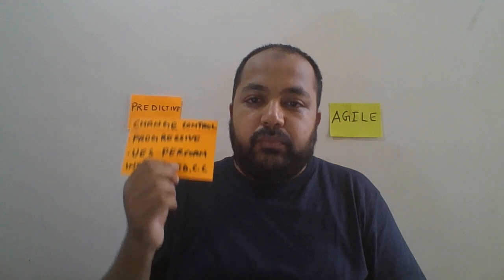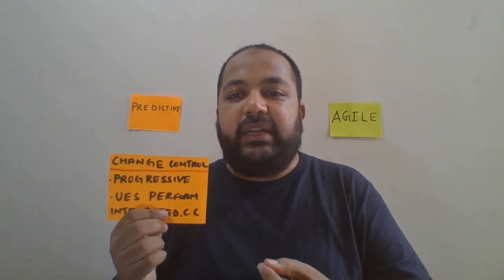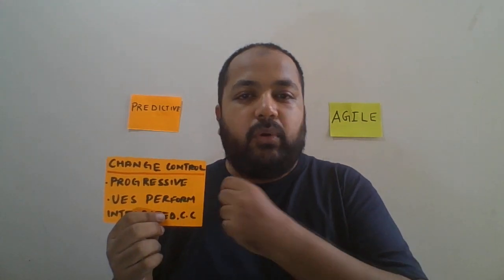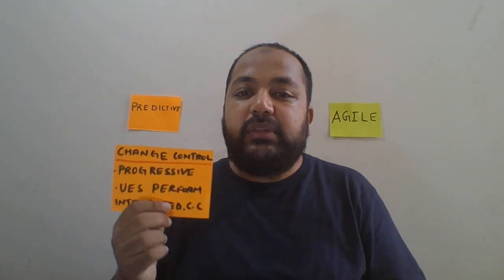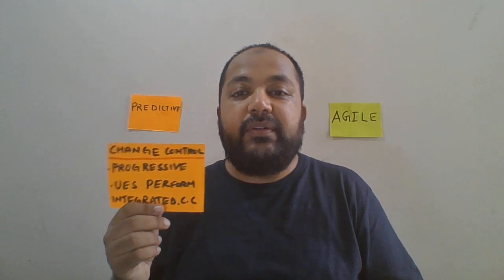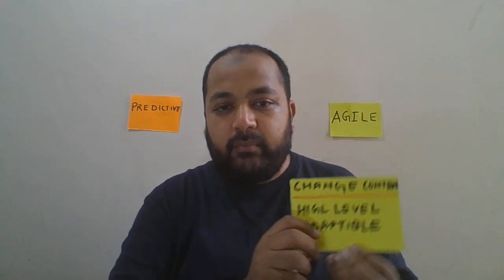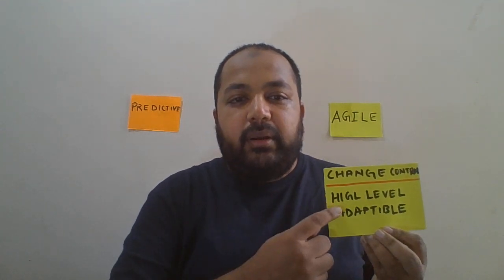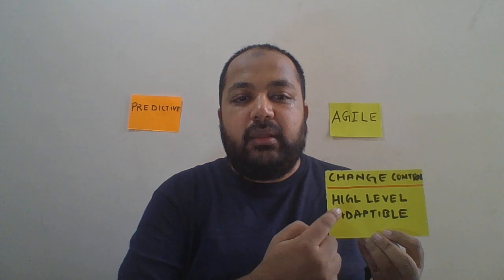Okay, so for that, it's like a bigger change, right? So you have to go and ensure it's in sync throughout these different places. So that will come under perform integrated change control. Change request will be raised. Okay, whereas in Agile, changes are like high level adaptation happens.